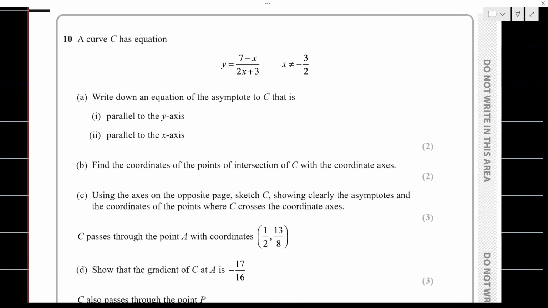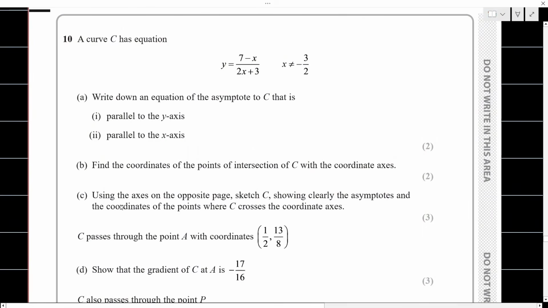So this is our question number 10. We can see that in question number 10 we have a curve C that has an equation of y equals (7 minus x) divided by (2x plus 3). Now in part A, we have to write down the equations of the asymptotes to our curve C.